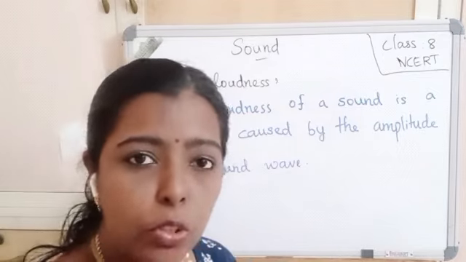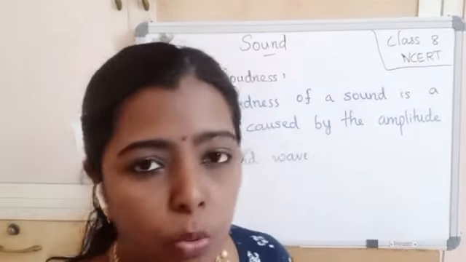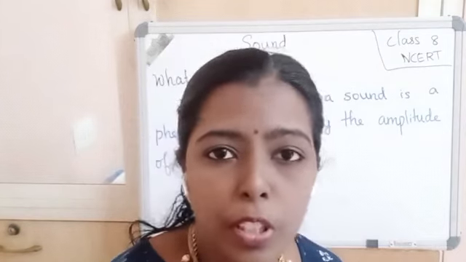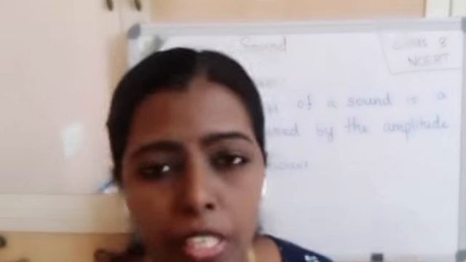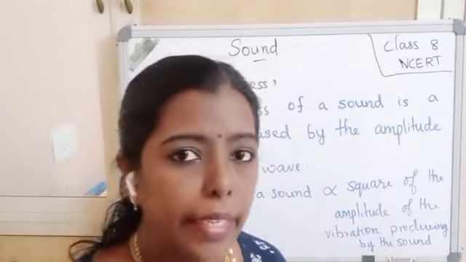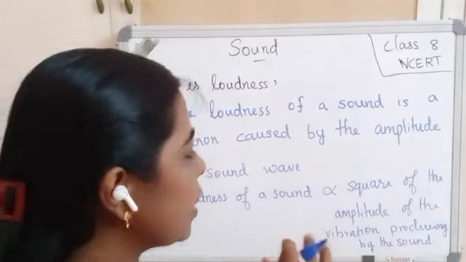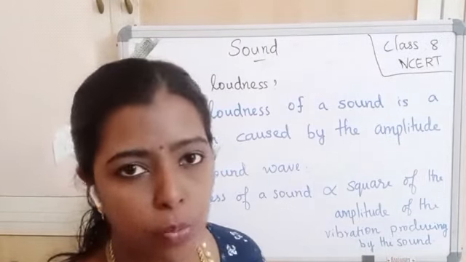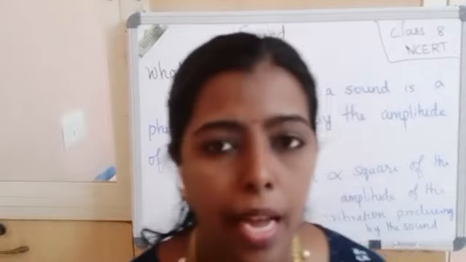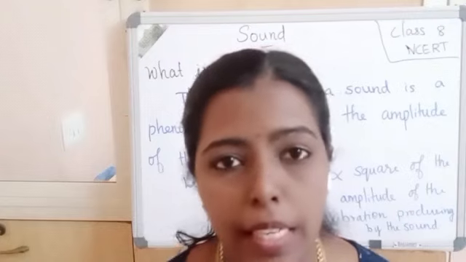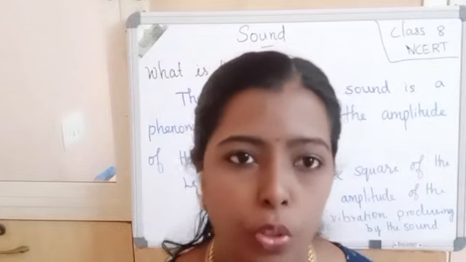What is the amplitude of a sound wave? The amplitude of the sound wave is the maximum amount of energy transferred by the wave. Loudness of sound is directly proportional to the square of the amplitude of the vibration produced by sound. If the amplitude becomes twice, then its loudness is increased by 4 times.